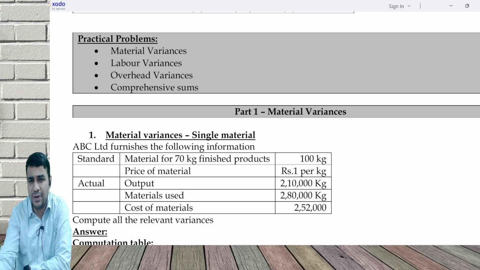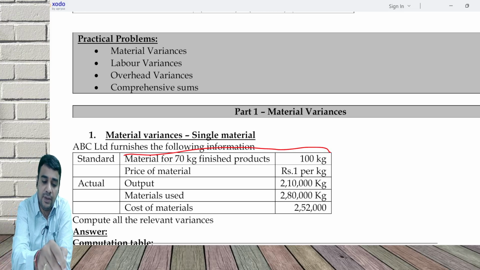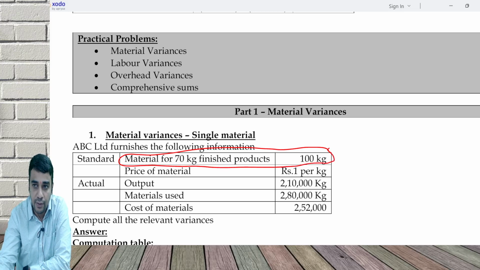Okay, I'll start explaining, nothing much for you to see. Standard material for 70 kg, finished product is 100. What does the 70 and 100 mean? What is your understanding of the 70 and 100? So what is that technically called? Input output ratio. The input is 100, output is 70. This is the plan.